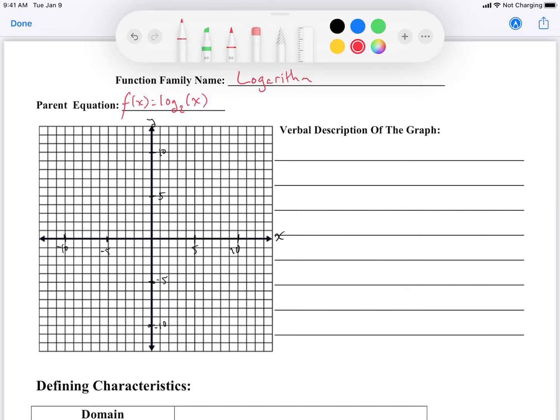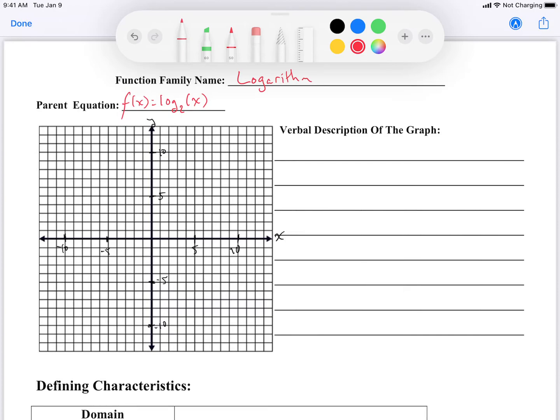Understanding that depending on what the base is, this entire thing can change. If all I do is change the base, this entire graph is going to look very, very different. So we're just going to start with log base 2, because remember, if I do base 1, for example, nothing really happens. It's not really possible. And I'll show you what that means in just a second.